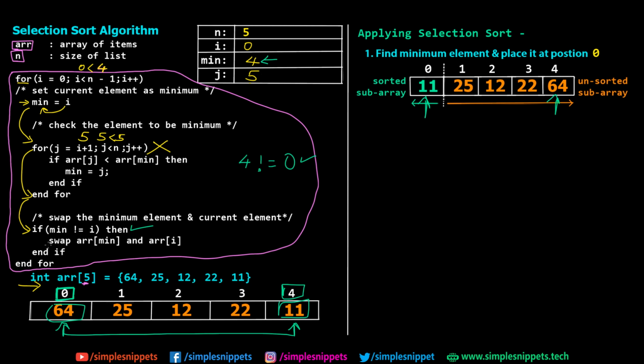And at the end, after this swapping, you can see we come at the end of the for, and this end for is basically for the outer for. So now we again go back to this for, and now here I plus plus. So I now becomes 1. Okay. So now again this process will completely start for step number 2. So let's see how step number 2 goes.